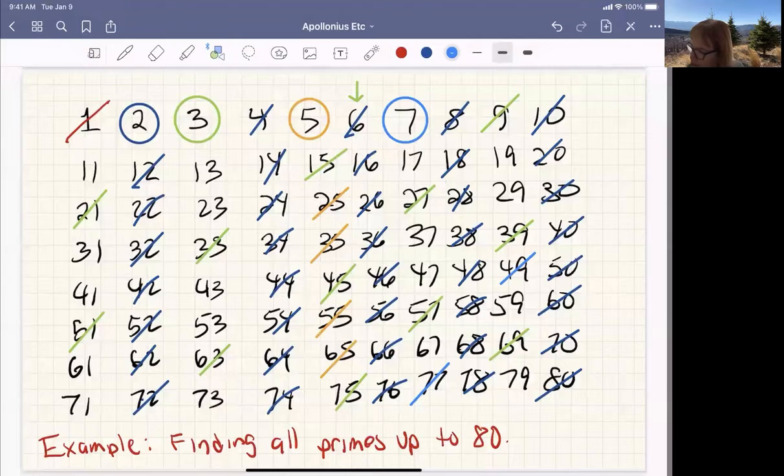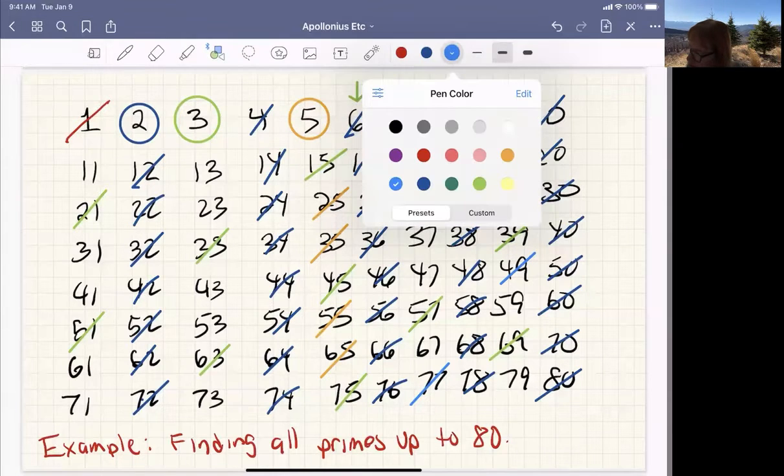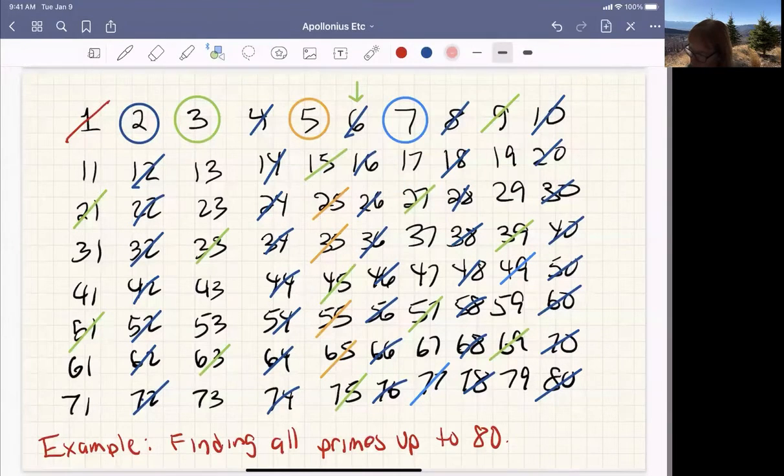Now we're going to circle the next number we see. That's 11. That's a prime number. But 11 is greater than the square root of 80. So the square root of 80 is less than 9. 11 is greater than the square root of 80. So we stop. And what do we do now? All the numbers that remain are prime numbers.